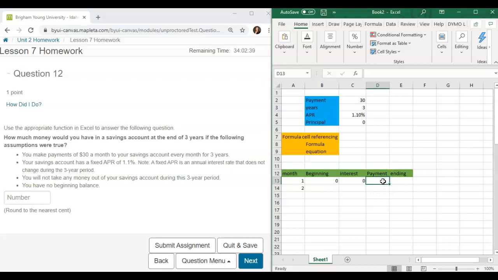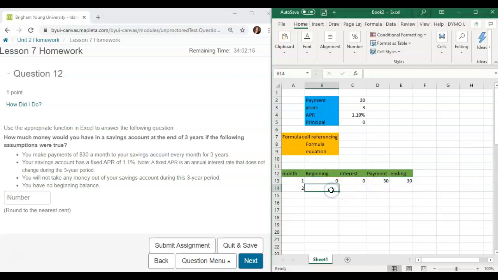The payment is $30 and I can just type in 30, or I can cell reference up here. If I cell reference this, I need to do an absolute cell reference. So again, function F4 or Command T, and that will cell reference the payment, or you can just type it in. The ending balance will be the sum of everything here: the beginning balance, the interest, and the payment.